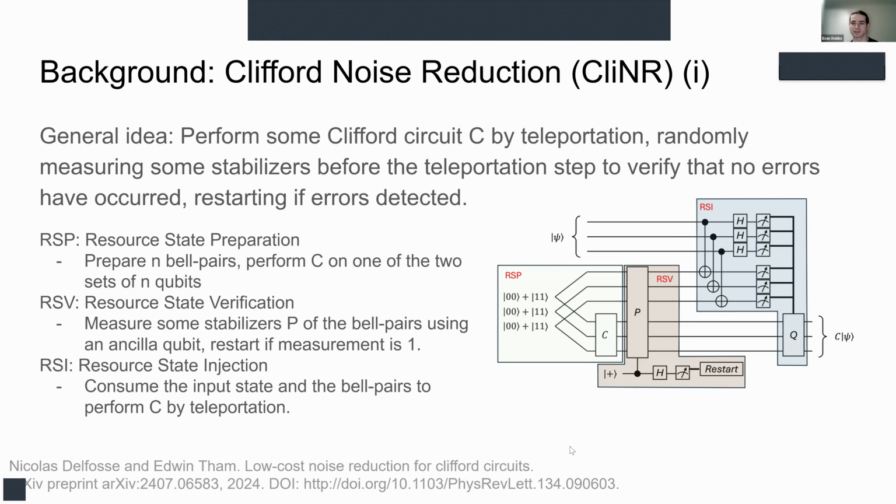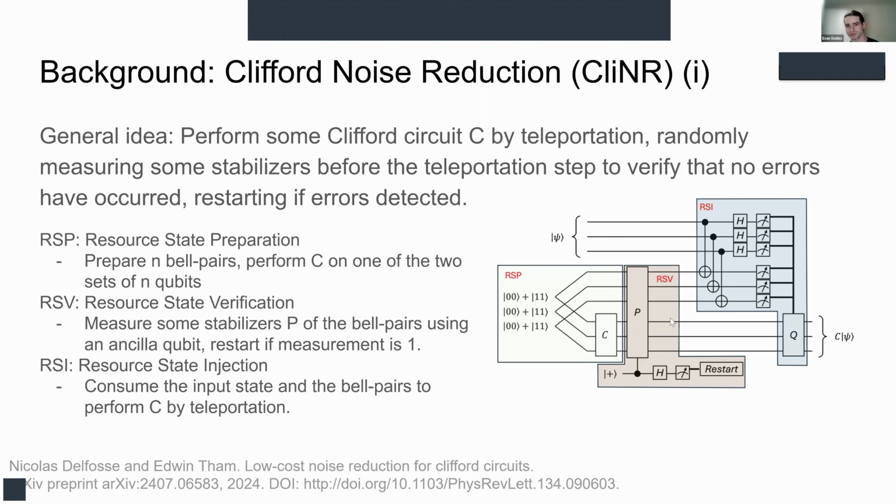So you can see the prototypical CliNR circuit here in this figure. There are basically 3 parts. There's this resource state preparation, where we have these 2 registers of n qubits each that we assume are in Bell pairs. We apply the Clifford circuit to one of these registers, just the Clifford circuit as you get it. And we hope that that circuit is applied correctly without errors.